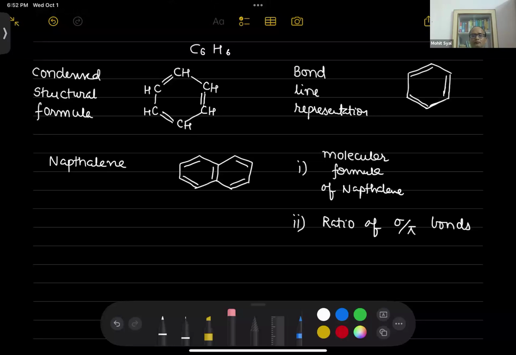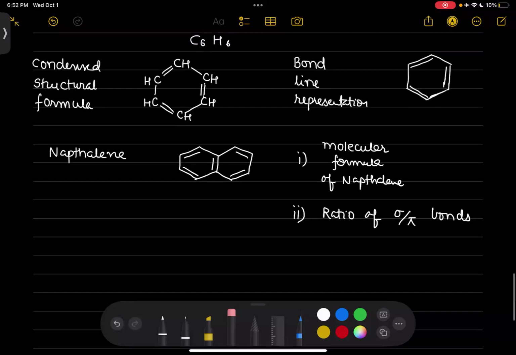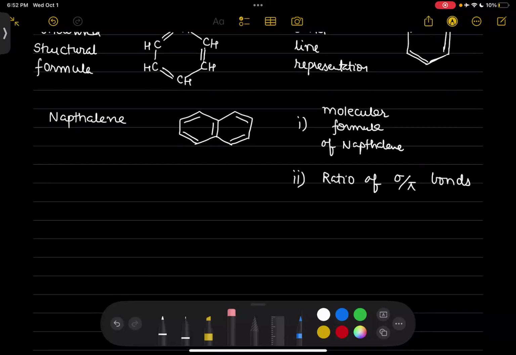So tell me quickly. C10H... How many carbon atoms are there? 10. 10 carbon atoms. Absolutely correct. Is it clear? 10 carbon atoms.